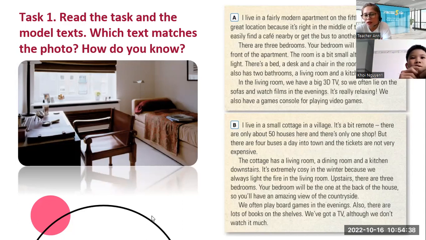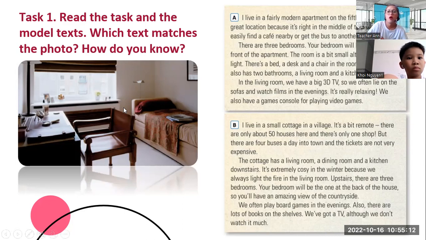Text A. It is text A. I live in a fairly modern apartment on the 5th floor. It's a great location because it's right in the middle of the city. You can easily find a cafe nearby or get the bus to another part of the city. There are 3 bedrooms. Your bedroom will be the one at the front of the apartment. This is the one described.